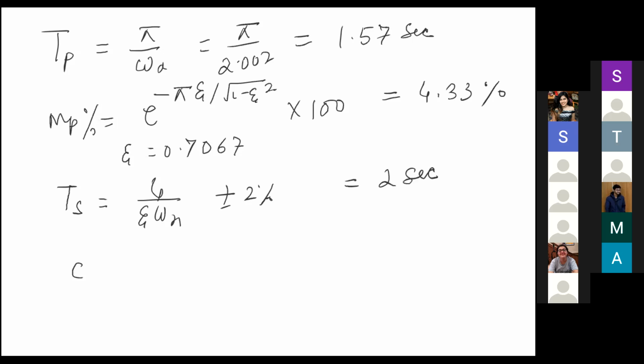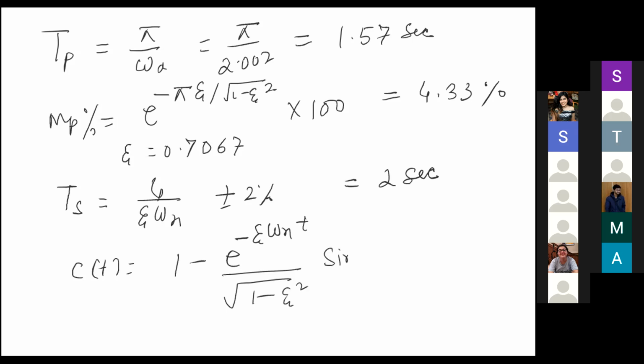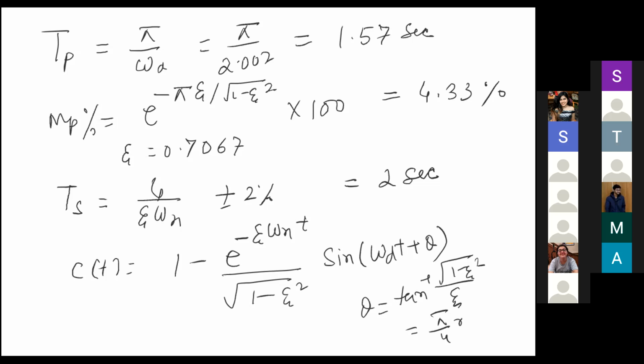Then what is Ct? Ct is nothing but 1 minus e to the power minus zeta into omega n t upon under root of 1 minus zeta square, and this one is sine of omega d t plus theta. The only thing that you have to calculate is theta, tan inverse of under root of 1 minus zeta square upon zeta, and that comes out to be pi by 4 radian. Now you can fill up, then you can find out what is Ct.